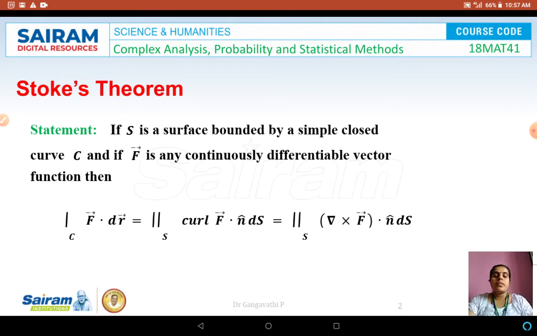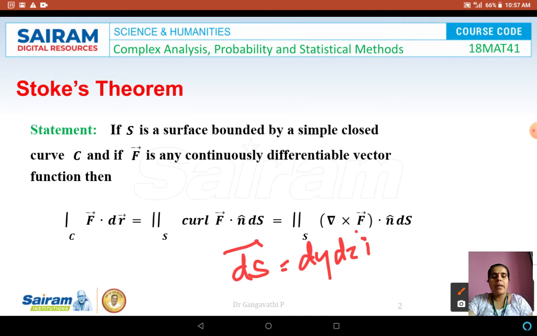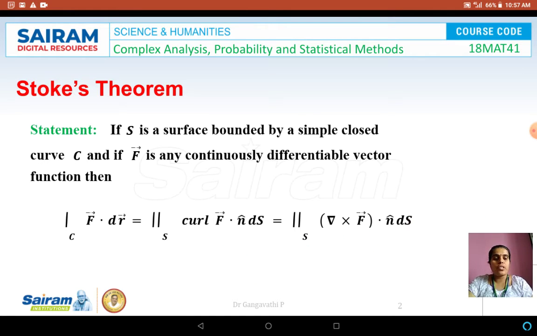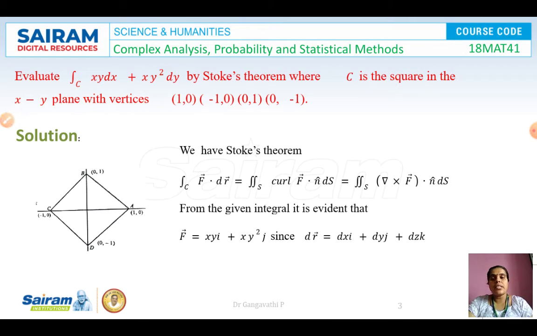I'll write and show you. ds, we have come across this many times, is dy dz i cap plus dz dx j cap plus dx dy k cap. So this is our surface vector, and this is what we are going to substitute for ds. In detail, we had come across that in Green's theorem. So let us see the problems.